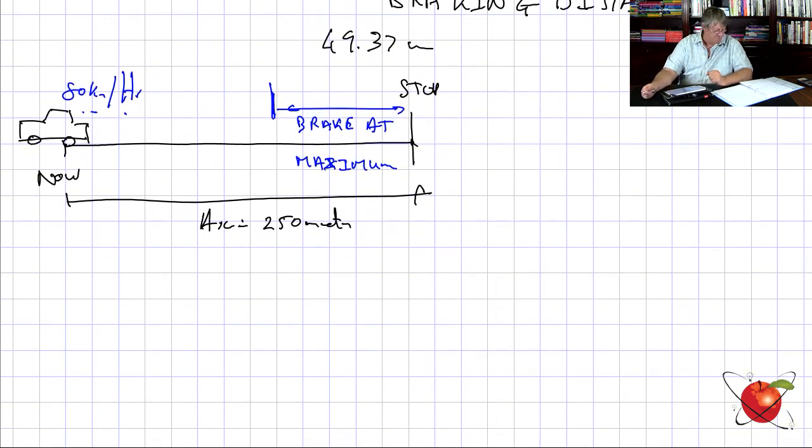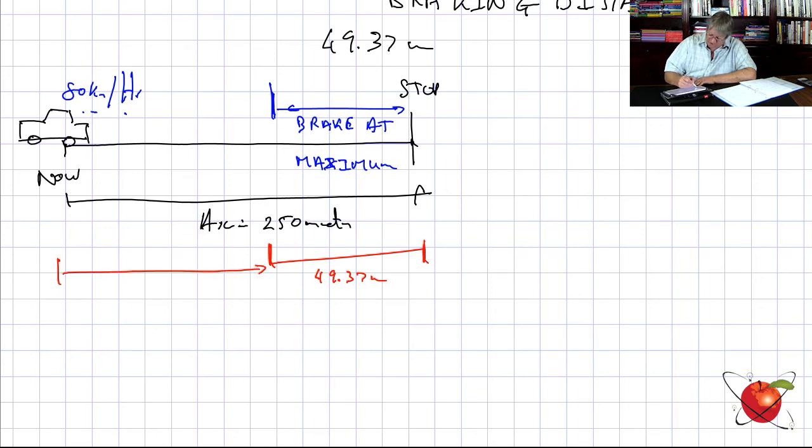So what do we know? We know that this distance here is going to be 49.37 meters. Therefore the distance left is 250 minus 49.37, and therefore it's 200.63.